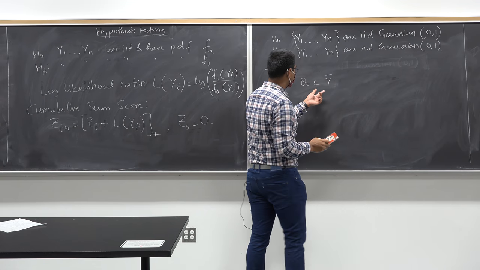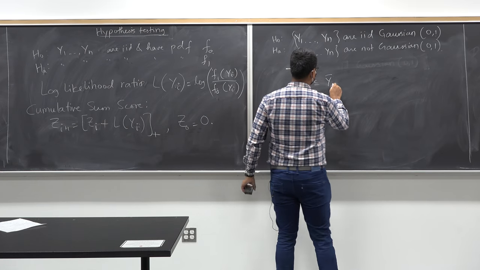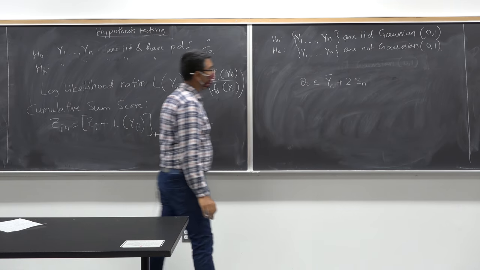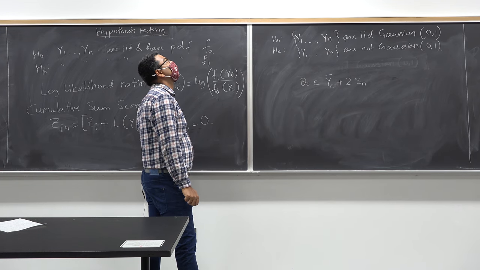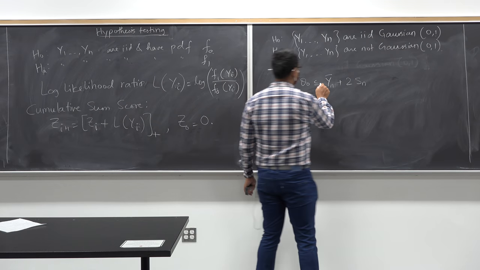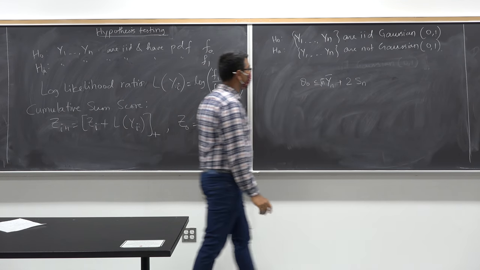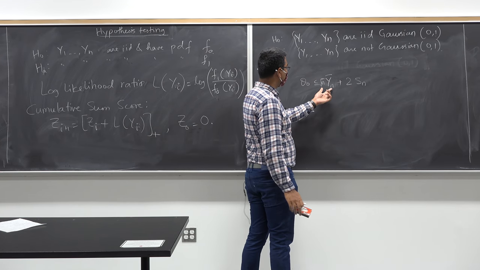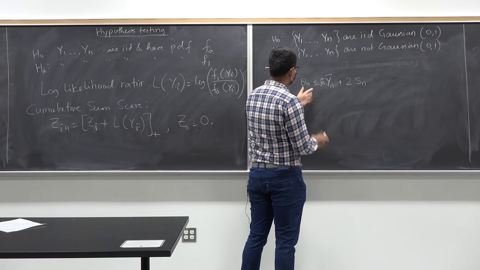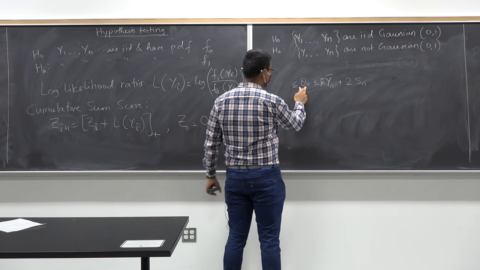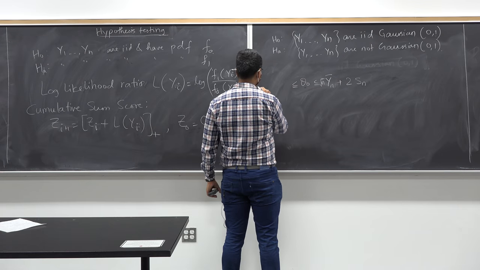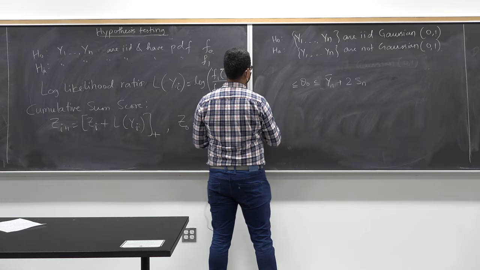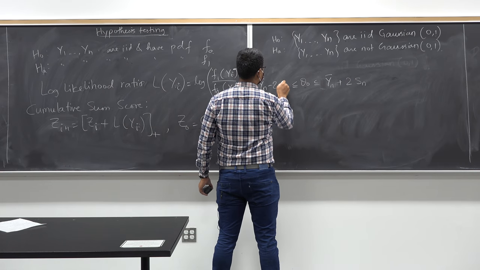So suppose you have computed y bar n plus 2 sn. Maybe I have to multiply it by square root of n. So this is the 2 sigma, and this is my mean. And if theta naught is there, I'm 95% confident that maybe square root of n should not be there. Y bar n minus 2 sn.